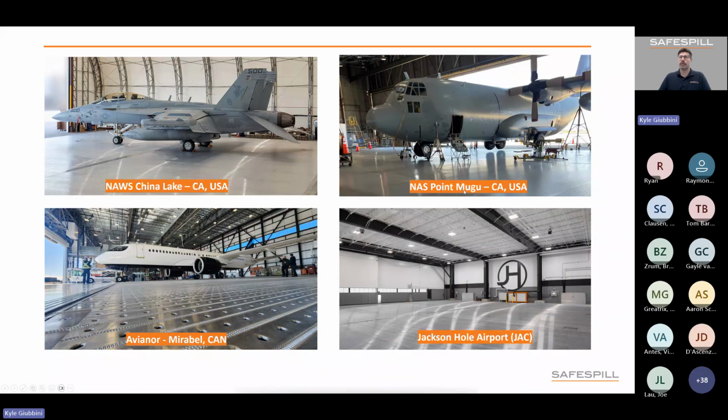The second project that we completed was at Naval Air Station Point Mugu. This was a larger application, about 18,000 square feet of flooring. And this hangar houses C-130s like you see on the screen, as well as some P-3 aircraft.